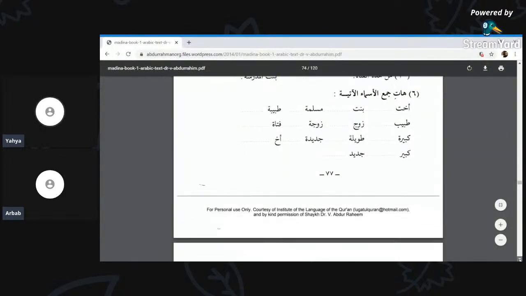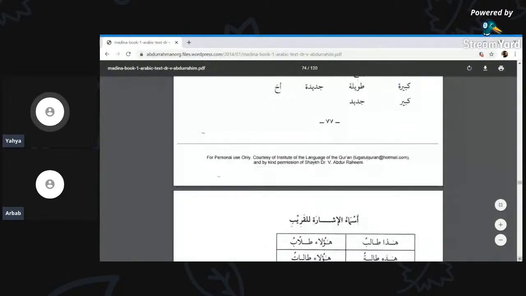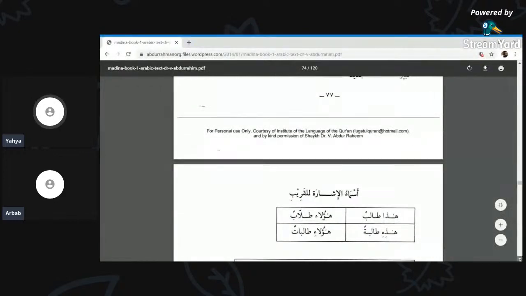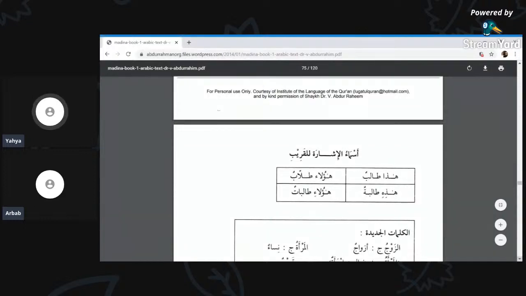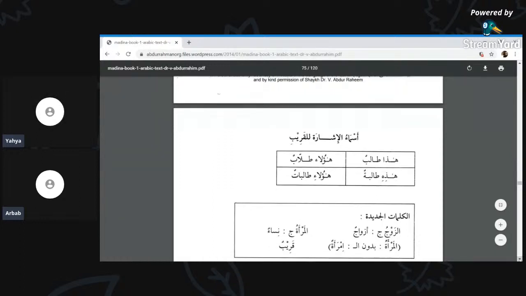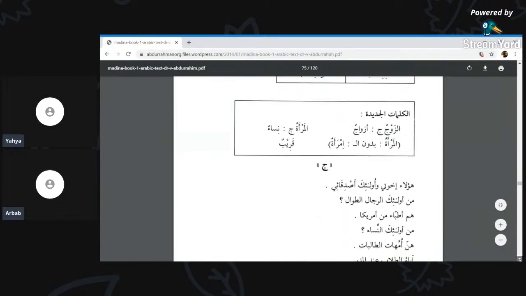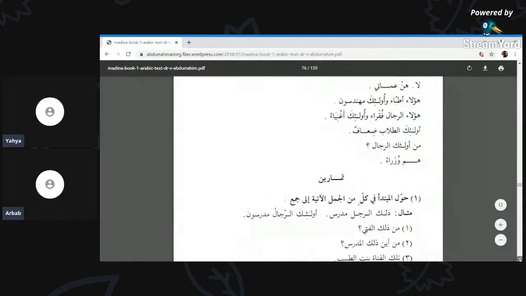Okay, so here we have the asma'ul isharati lil qaribi. Hada talibun. So this is for close proximity. You can see hada and hadihi are for close proximity. And then we see haula'i tullabun and haula'i talibatun. So what it's showing us here is that for singular, we have one for masculine and one for feminine, hada and hadihi. Whereas for plural, we just have one. So haula'i is used for both the masculine and the feminine. All right, let's keep scrolling down, inshallah.